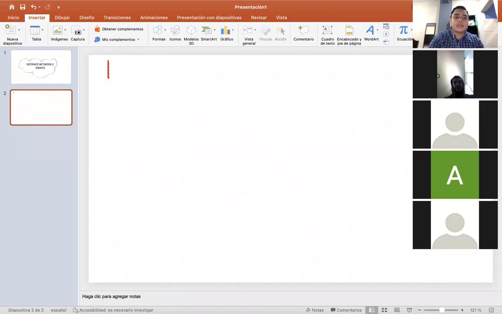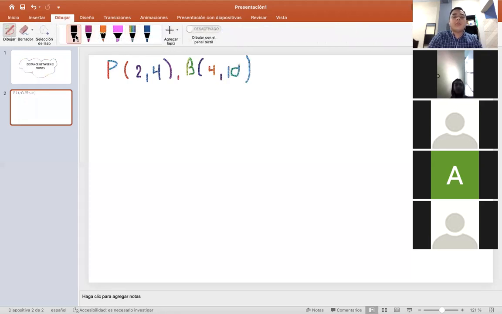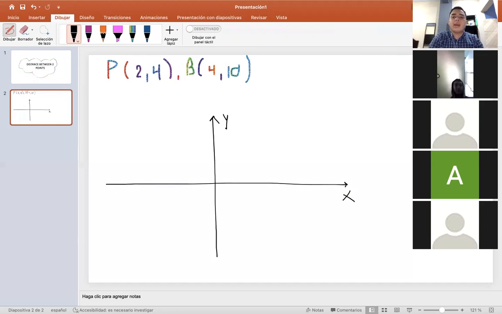If I give you 2 points, for example, the point A (2, 4) and the point B (4, 10), just an example. Remember that we talked about coordinate planes. So what is a coordinate plane? Actually, something like this. Remember that we have an x-axis and we have a y-axis.